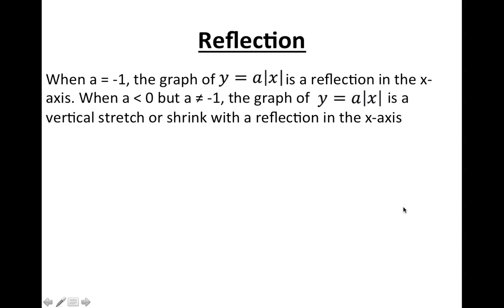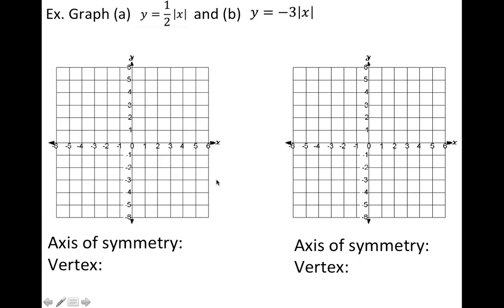Another one is our reflection. So remember, we talked about this a little bit yesterday. Whenever the number out front of our absolute value is negative, we will have a reflection, or our graph will open down. It's called a reflection on the x-axis. So our graph will open down instead of open up. Don't really worry about all of this extra mumbo jumbo. If it is negative out front of your absolute value, our graph will open down. So we have to graph these and determine all of our transformations.